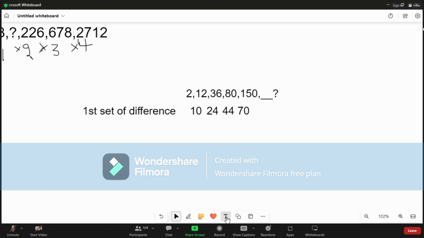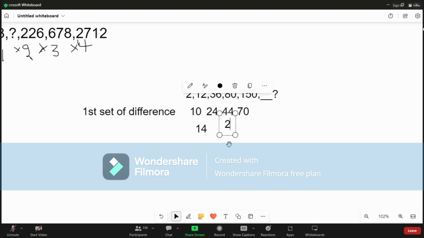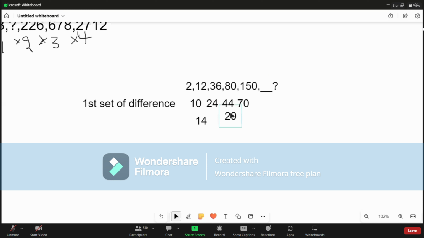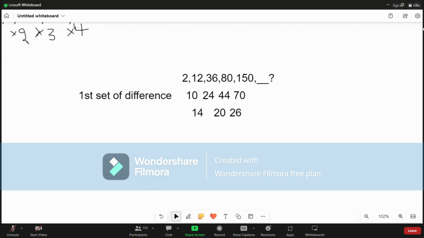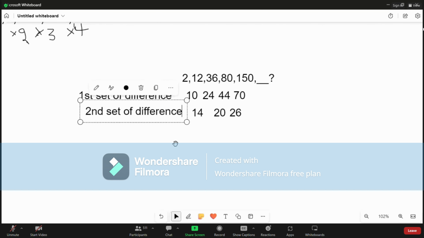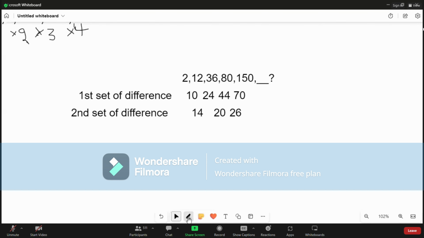Now let's check the difference between these terms. This is 14, and then this is 20, and then this is 26. So now you can see in the second set of difference they are following some kind of pattern. That is plus 6. They are again following a pattern of plus 6 over here. That is plus 6 and here plus 6.